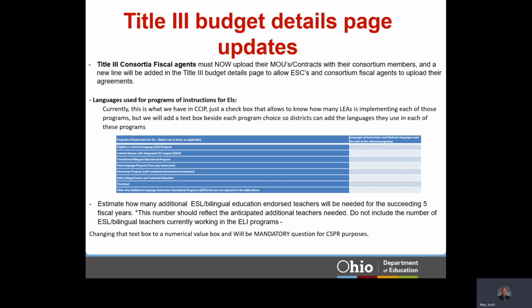Additional changes for Title III on the budget details page include under Program of Instruction for ELs, district will identify the languages that are used in the different programs selected. The text box in the budget details page requesting the district's anticipated count for ESL bilingual teachers in 5 years will be mandatory and will not let you submit the application without completing. Districts need to estimate the number of additional teachers they will need in 5 years based on student trends in EL, not the number of teachers they currently have. Both changes were added to the CSPR reporting requirements.